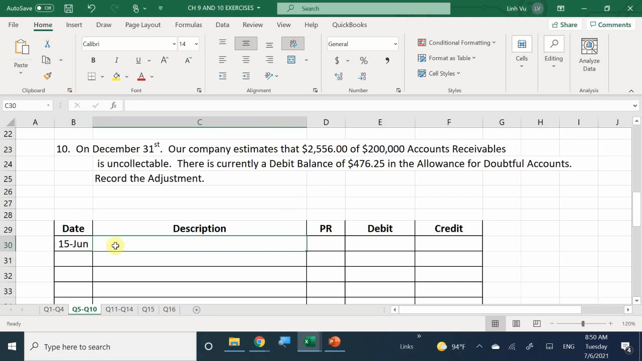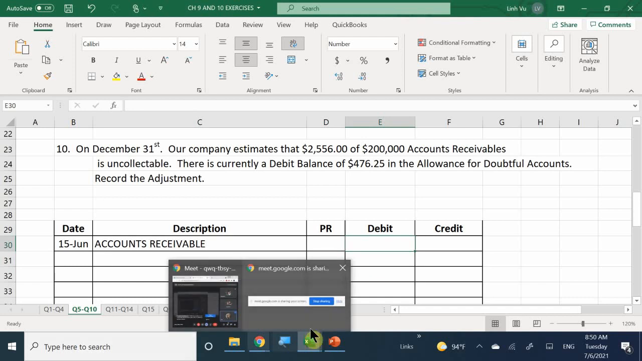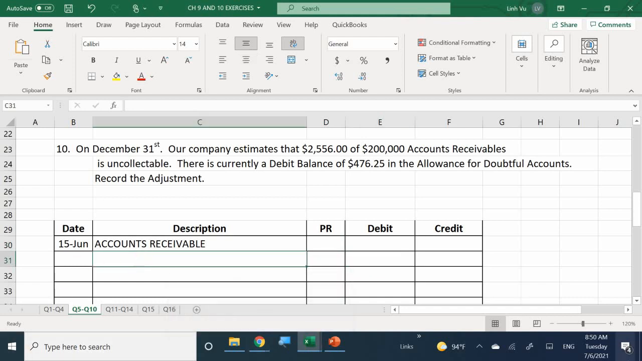So we will debit accounts receivable for $541.25. Okay, we'll hold on to that number. Then sales and sales tax credit. Sales for $500, sales tax for $41.25.